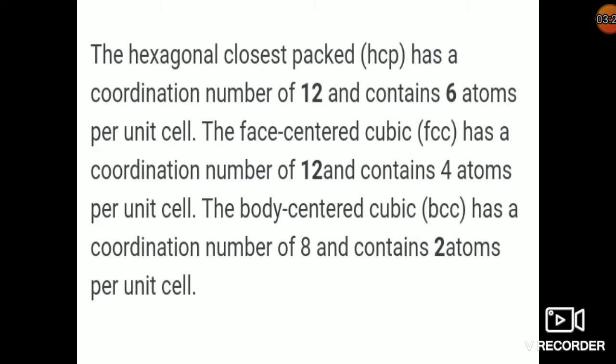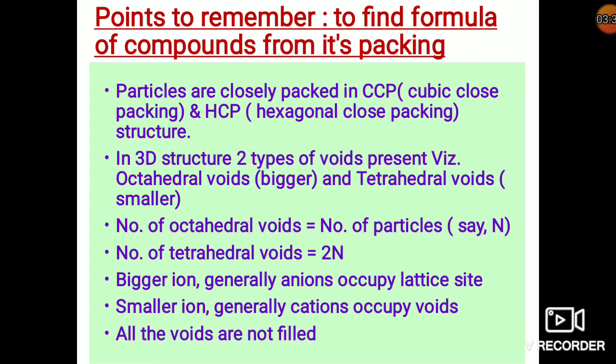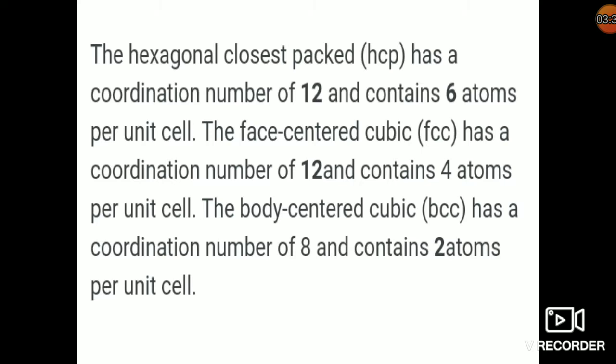Next, in FCC, that is the face-centered cubic cell, the coordination number is 12, but it contains 4 atoms. In FCC we have already calculated the number of atoms, and we know that there are 4 atoms per unit cell. Next, in BCC, the body-centered cubic cell, the coordination number is 8 and it contains 2 atoms. So, 4 atoms in FCC and 2 atoms in BCC we have already calculated.